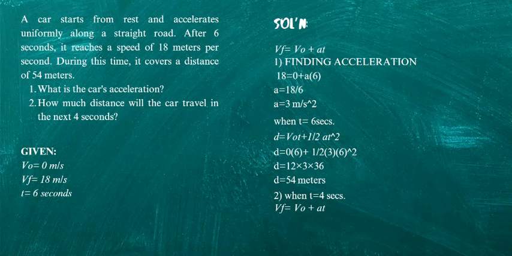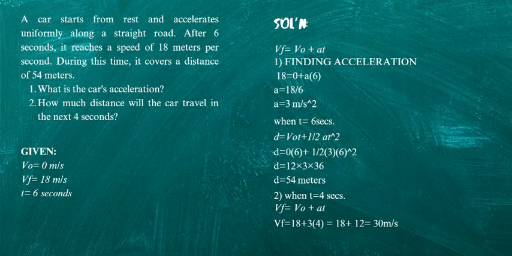Our acceleration is 3 meters per second squared, and our time is 4 seconds. Then plug in the values. We have final velocity equals 18 plus 3 times 4, which equals 30 meters per second. Now, we know the car's final speed at the end of 10 seconds is 30 meters per second.